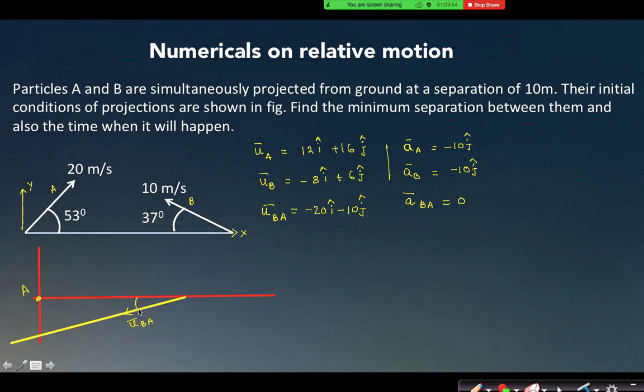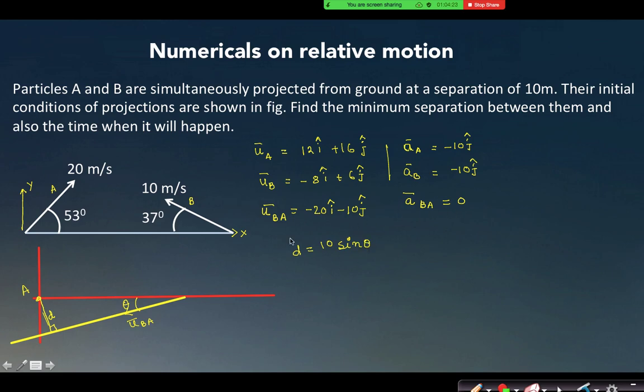If this angle is theta, which I can easily find, then what is the minimum separation between them? How do I find the minimum separation between them? This d distance that I have written, is this the minimum separation between them? No. The perpendicular distance I will draw from A to the line, that is the minimum separation. So this d is equal to 10 sin theta.